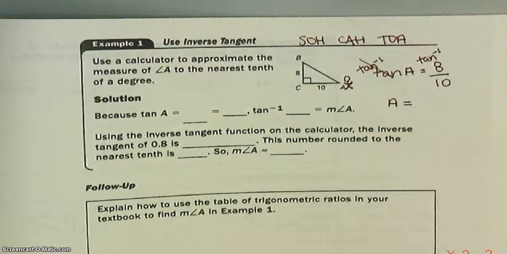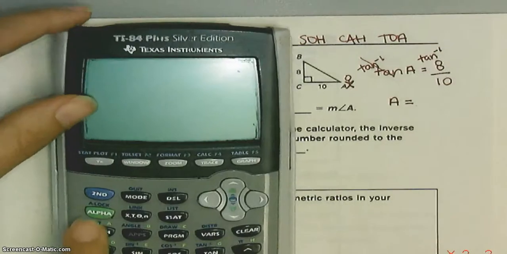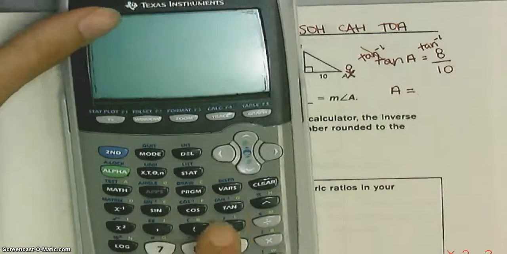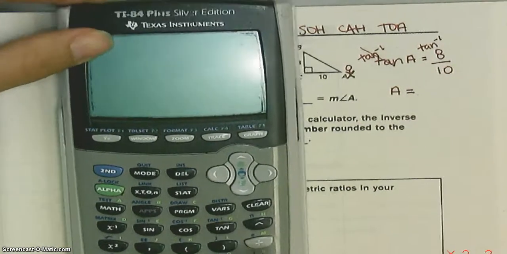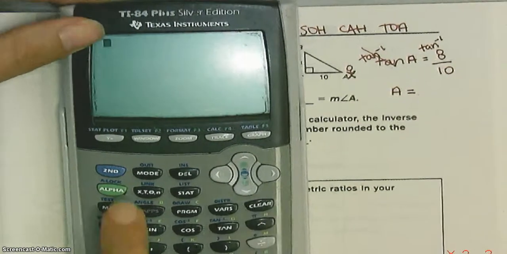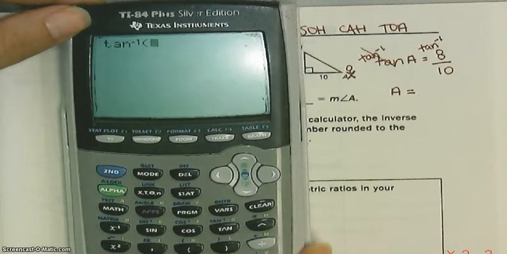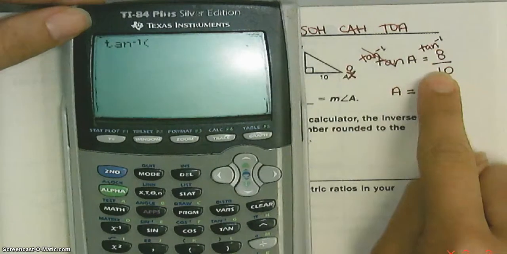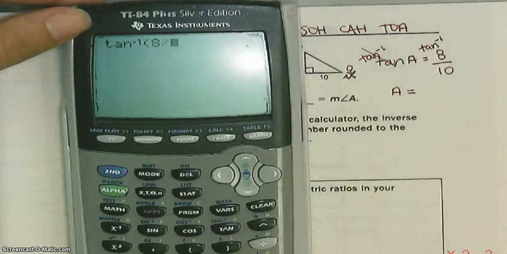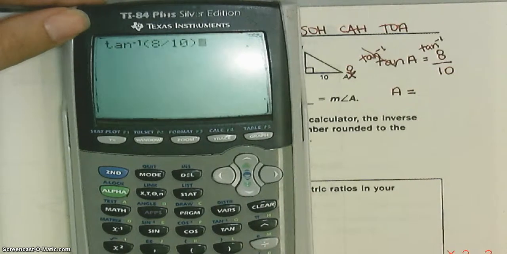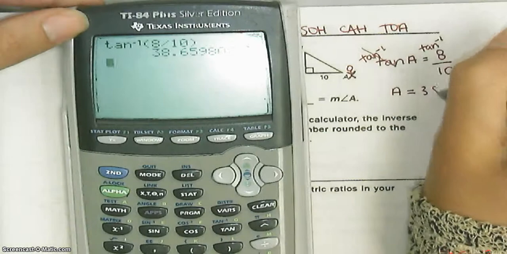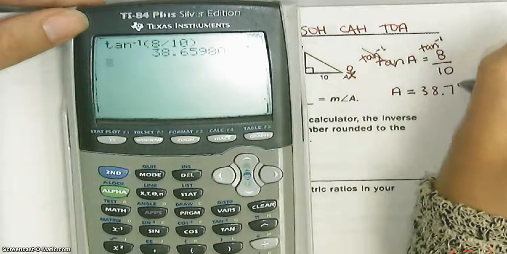So like I said, you're going to use the second tangent button. Here's my calculator. Here's second. There's tangent. See, tan inverse is right there. So second tangent. So there's my tan inverse. And I want to take the inverse of 8 over 10. So 8 divided by 10. Close that parenthesis. 38.7 degrees.